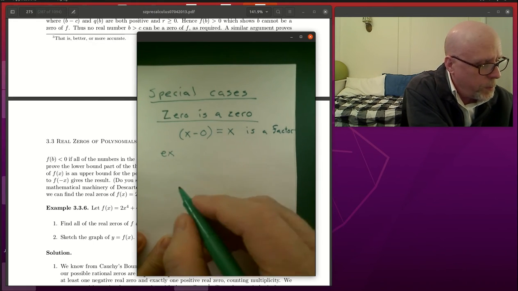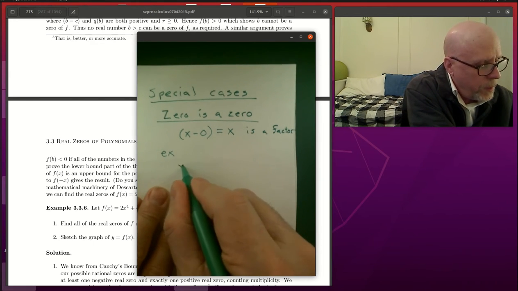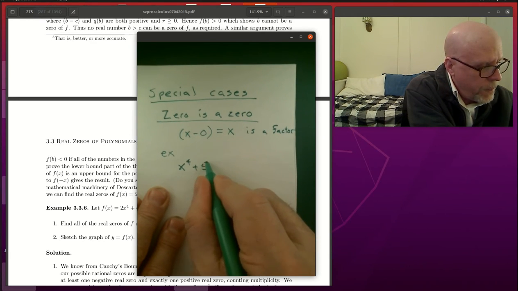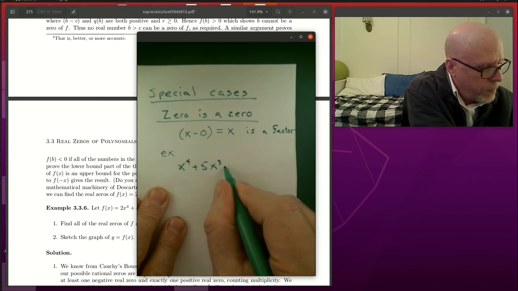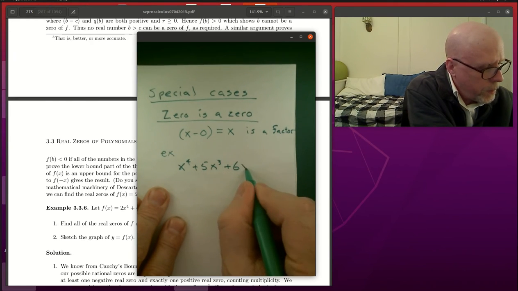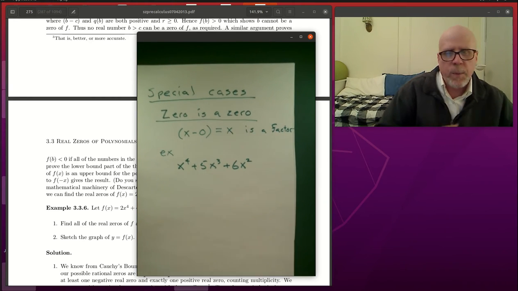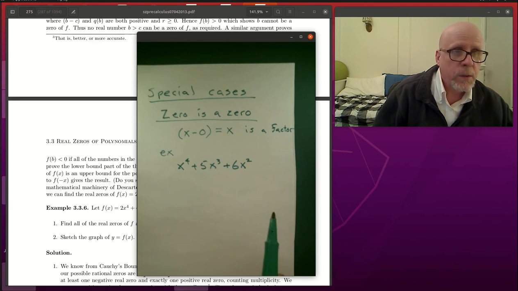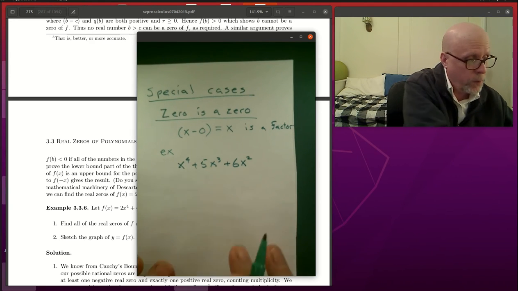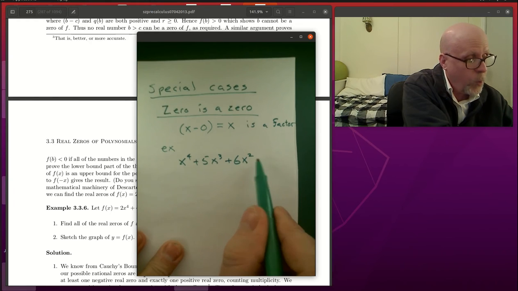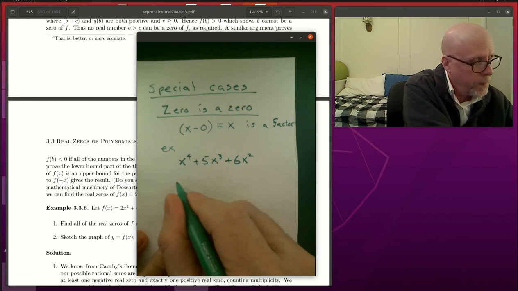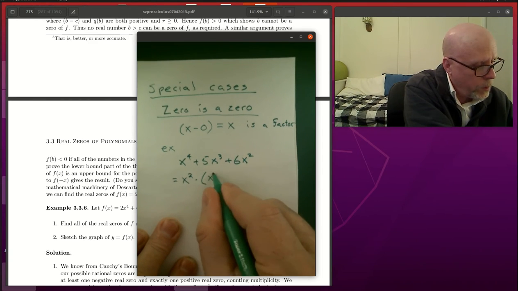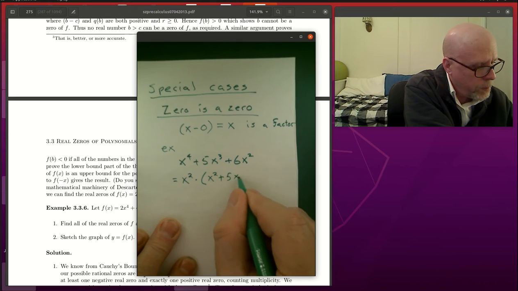So let me give you an example of this. Suppose we had x to the 4th plus 5x cubed plus 6x squared. That was the polynomial. You very quickly look at this and go, oh, gee, every term has an x in it. So you can factor. In fact, you can factor out x twice. You can factor out an x squared from this thing. So this guy is x squared times (x squared plus 5x plus 6).